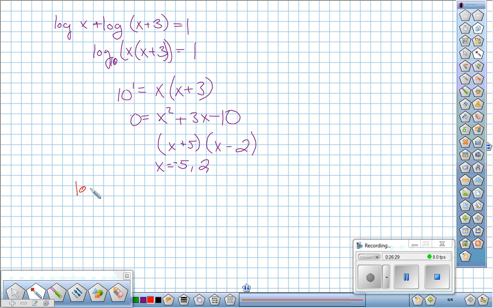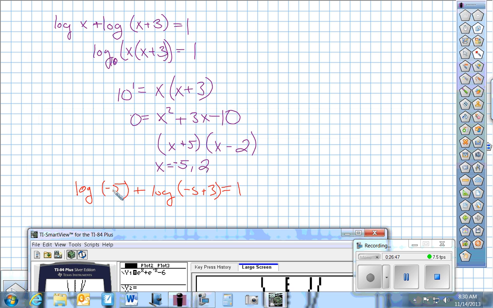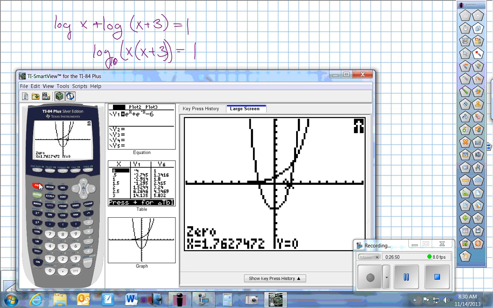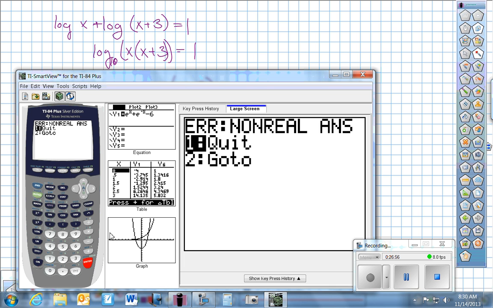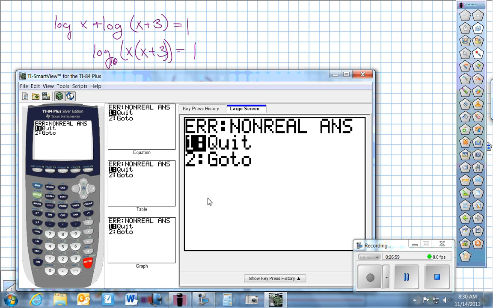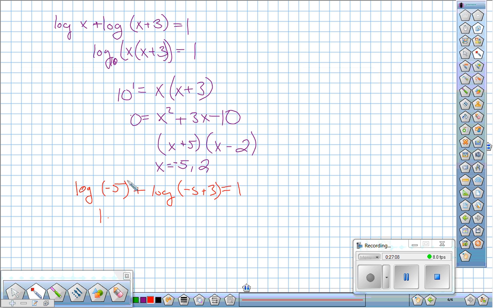So if I have log of negative 5 plus the log of negative 5 plus 3 equals 1. I'm going to get my calculator out, because who wants to try to get this by hand? I'm going to go to my home screen and take log of negative 5 and see what I get. And it gives me a non-real answer. So I just have to remember that I cannot actually take the log of a negative number. Okay, so this one is not right. So negative 5 is not an answer.